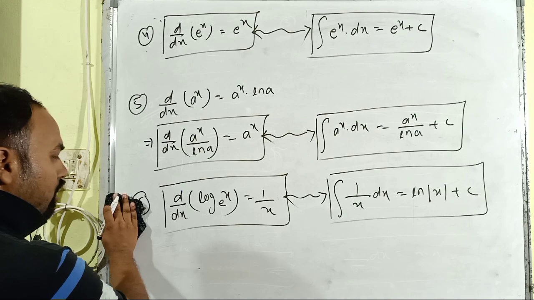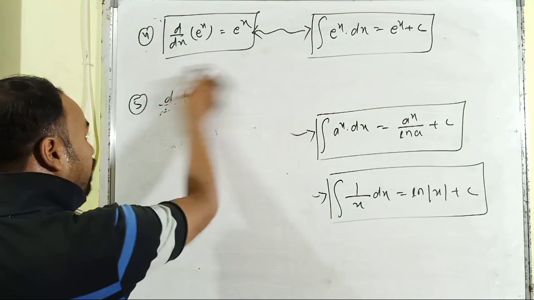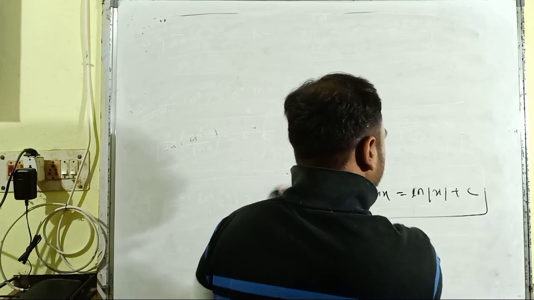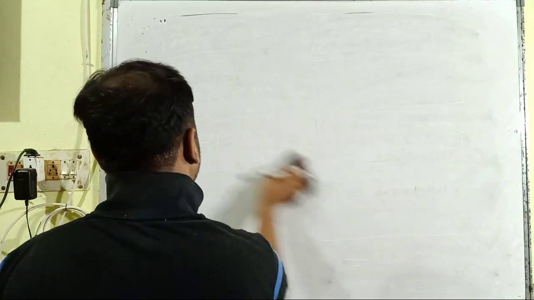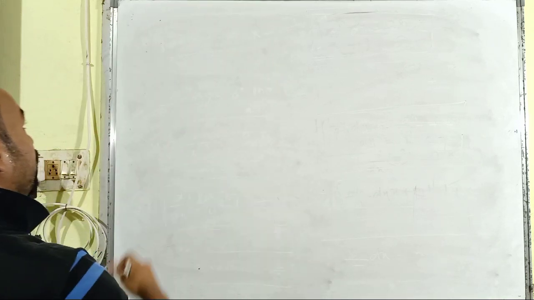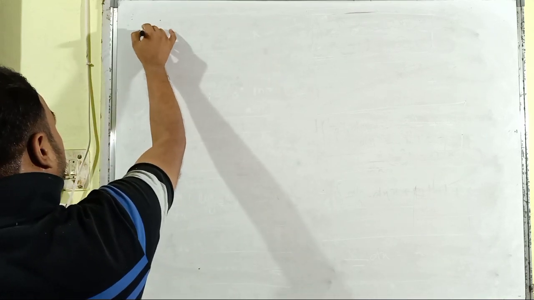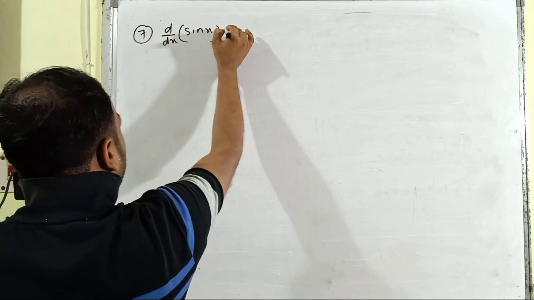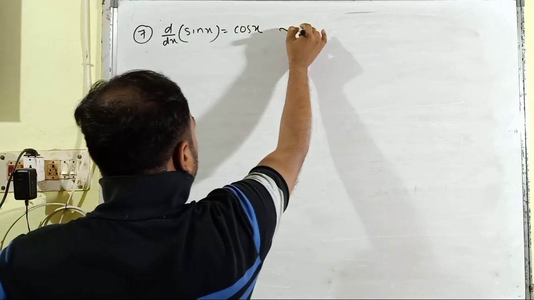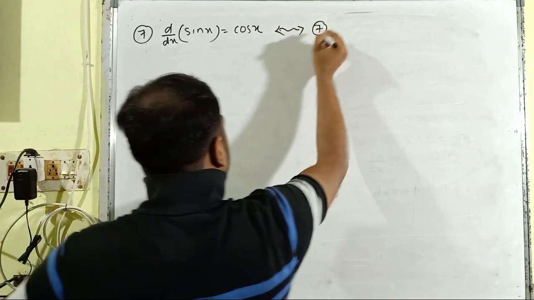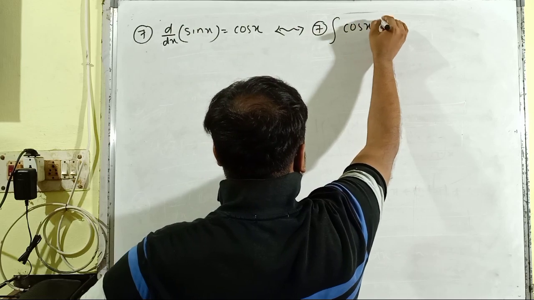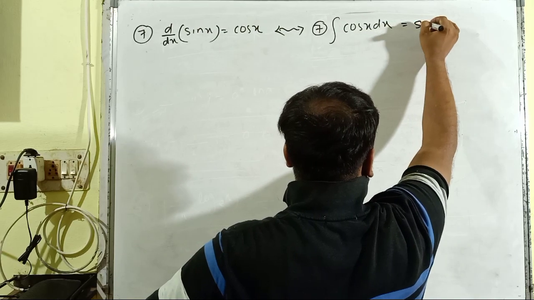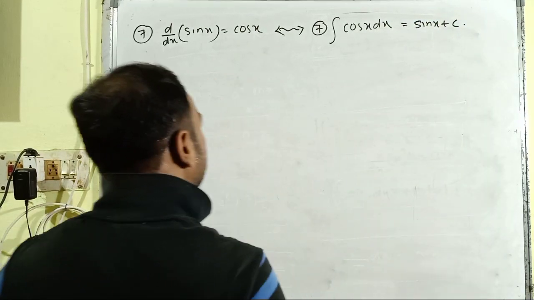Then let us move towards some of the formulas of integration of the trigonometric functions. Okay, this is the sixth, then this is the seventh. Derivative of sin x is cos x. So the seventh formula of integration is integral of cos x with respect to x, it is sin x plus c.